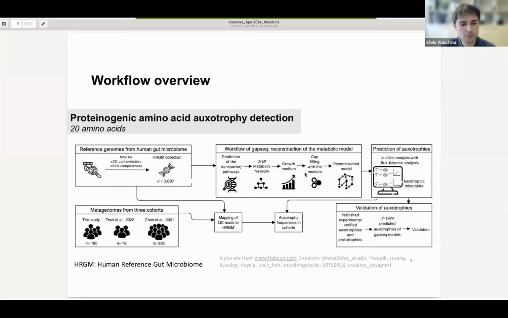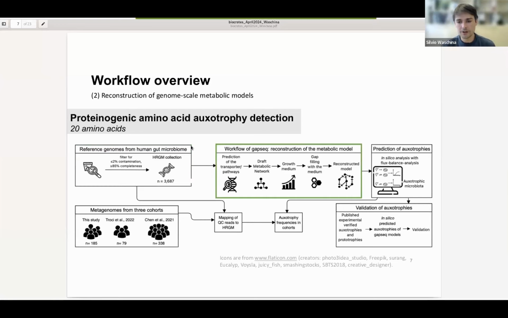Here I will briefly present the study design, or the workflow that we applied in the study. First, we started by analyzing genomes from the human gut microbiome. There are plenty of projects which try to collect all microbial genomes that have been sequenced already for the human gut microbiome. For this study, we used the so-called HRGM collection, which means the Human Reference Gut Microbiome. That was at that time the largest catalog of gut microbial genomes that we could use in that study.